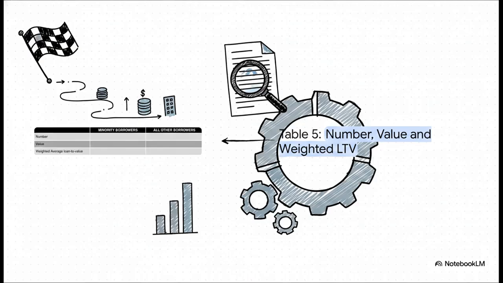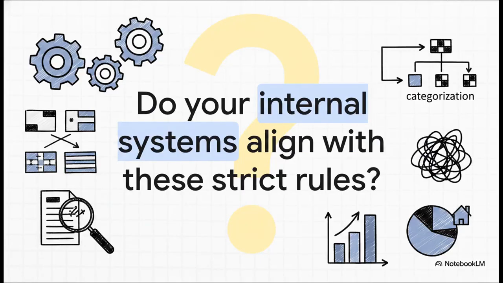It's all right there. So this brings us to a really critical question to end our explainer on today. Do your current internal data systems strictly align with these multi-jurisdictional and joint applicant categorization rules? Think about it. The math itself is pretty straightforward, but that data filtering at the very beginning, that's where so many internal systems just stumble.